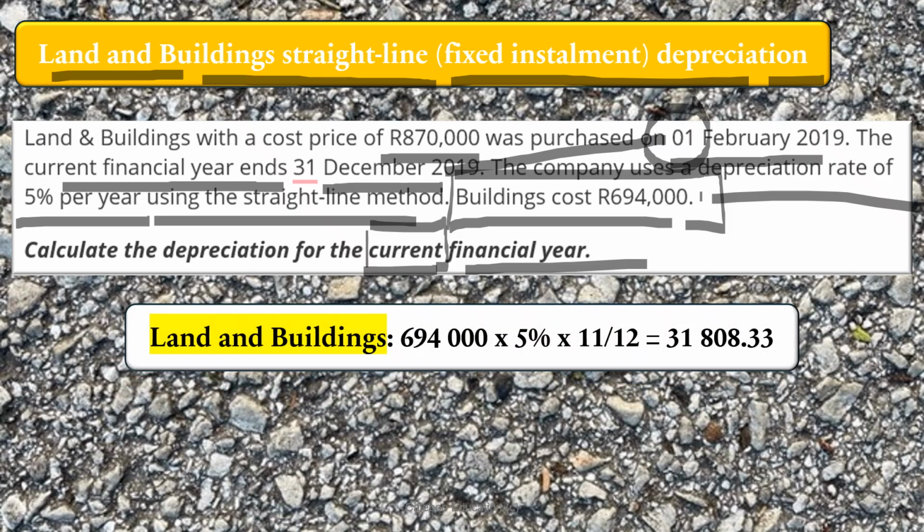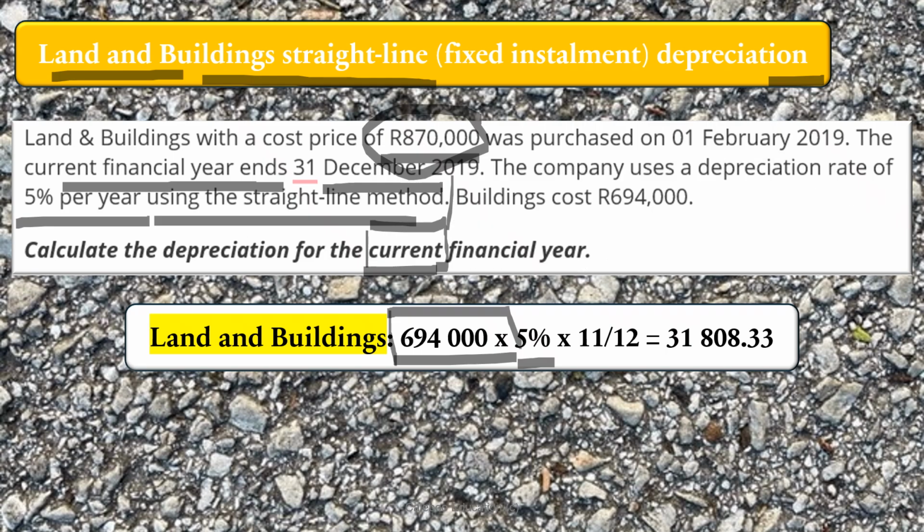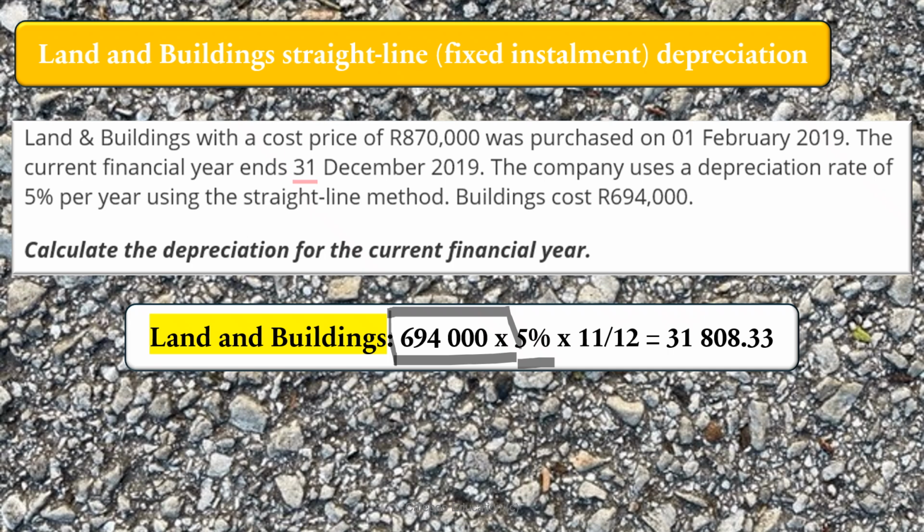So what we need to do is we need to take the building value. They gave us that 870, maybe just to trick you, because that was both land and buildings, but we only want the building value multiplied by 5%, and from the 1st of February to the 31st of December it is 11 months, so it's multiplied by 11 over 12, and that gives 31,808 Rand.